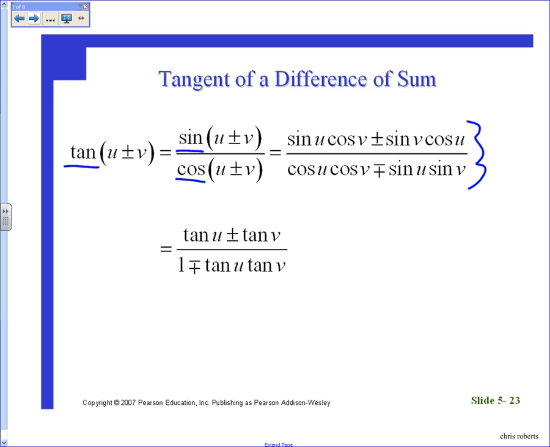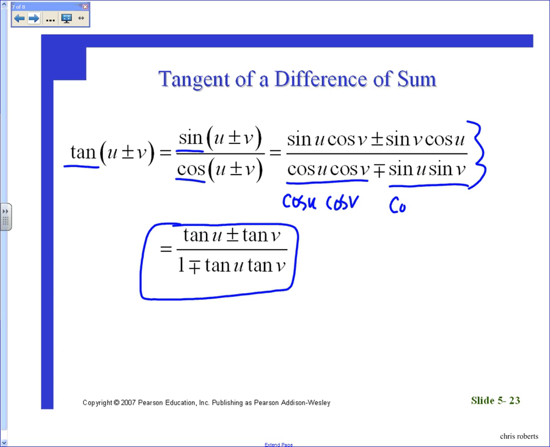Now looking here, what we've done in order to get to this simplified version is divide everything here by cosine u, cosine v. So we divide everything by cosine u, cosine v. Even this stuff up here has to get divided by cosine u, cosine v. So we kind of have four different little problems here to simplify.